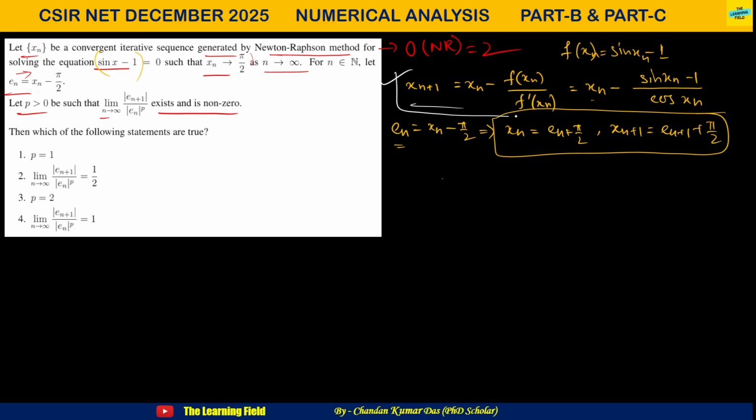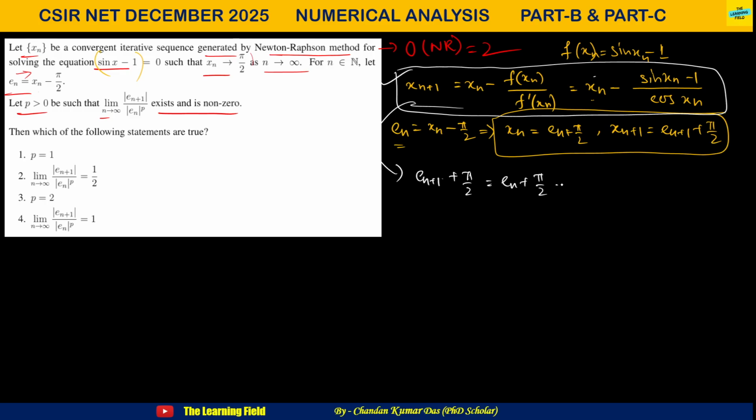If we put in this equation, what do we get? x_n equals e_n plus pi by 2. This is equal to: x_n value is e_n plus pi by 2 minus sin of x_n. So sin of x_n means e_n plus pi by 2 minus 1 by cos of e_n plus pi by 2. So pi by 2 got cancelled from both sides.